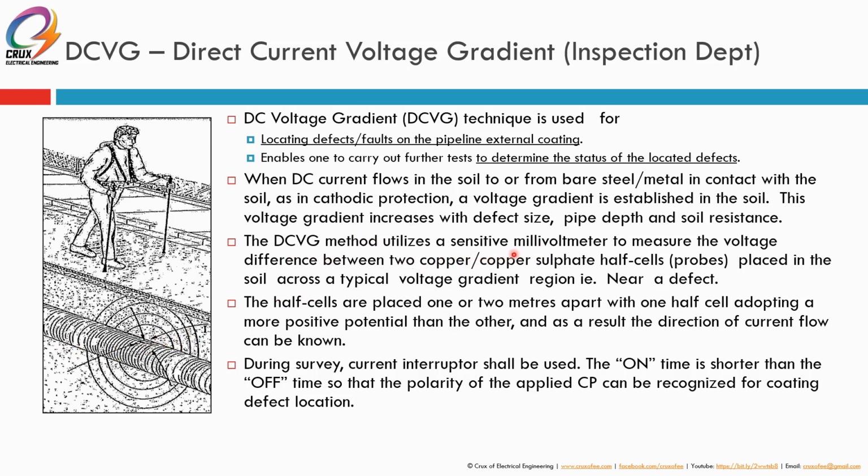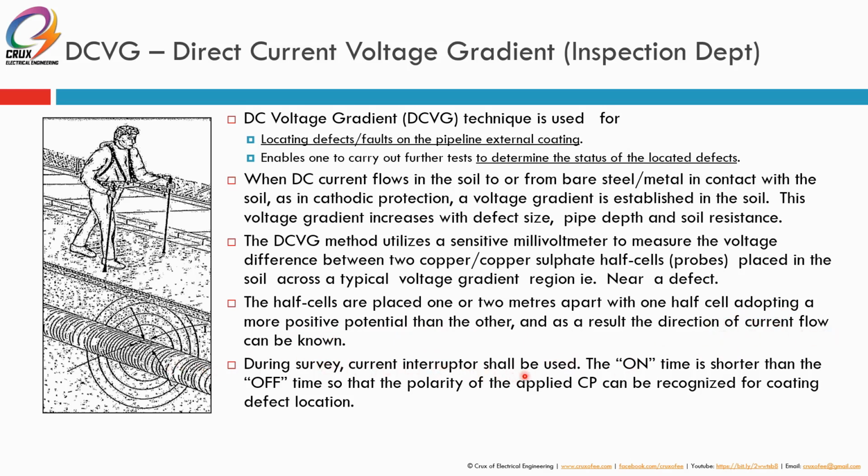So it uses a sensitive millivoltmeter to measure the voltage difference between two copper sulfate half cells. So basically it's just a normal voltmeter, but with a millivoltmeter sensitivity. Yeah. So you will walk along the pipeline and poke the ground on left and right side of your copper sulfate cells, half cells or probes. So the half cells are placed 1 or 2 meters apart, with the one half cell adopting a more positive potential lah. So as a result, the direction of the current flow can be known lah.